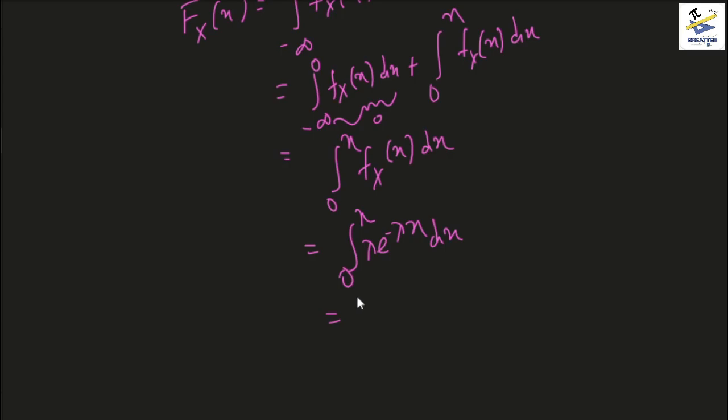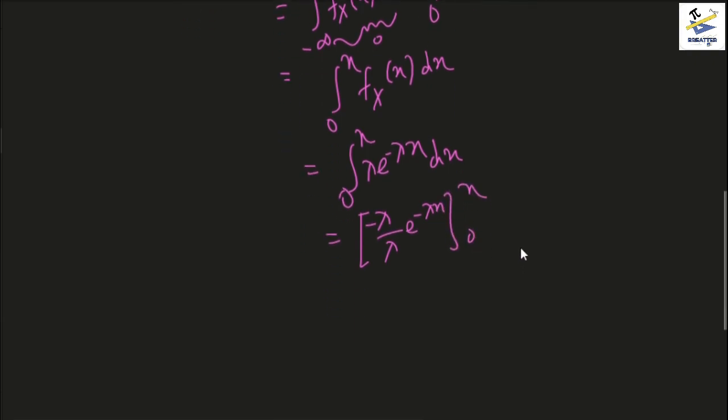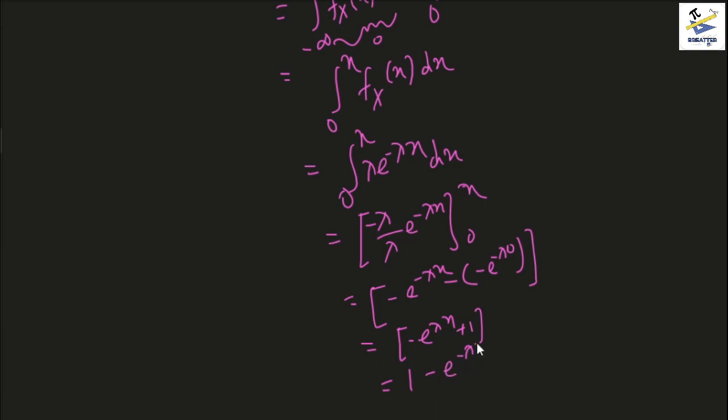Now doing the antiderivative, we get that this is equal to minus lambda by lambda e to the power minus lambda x from 0 to x, right? Since there is a minus involved, what we get is this. We put in x first, we get minus e to the power minus lambda x, and we get minus of minus e to the power minus lambda into 0. So since e to the power minus 0 is 1, we get minus e to the power minus lambda x plus 1, or in other words 1 minus e to the power minus lambda x, which is the CDF.